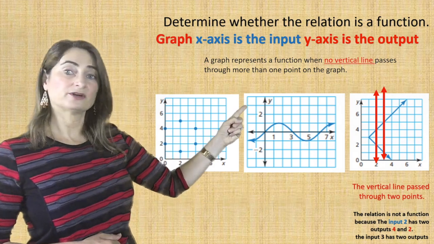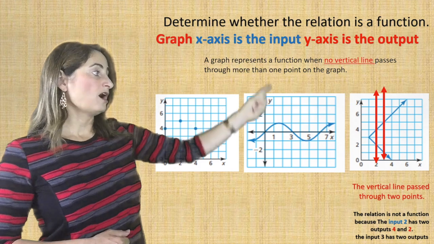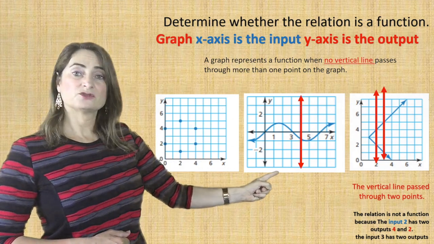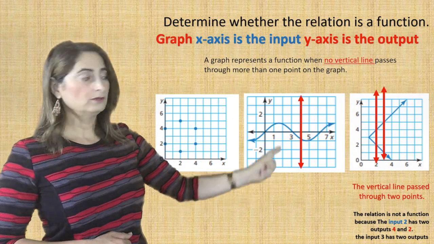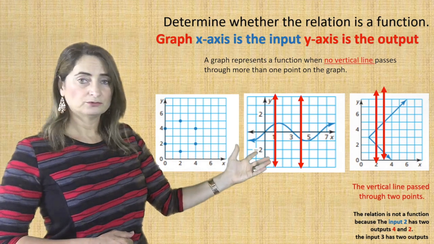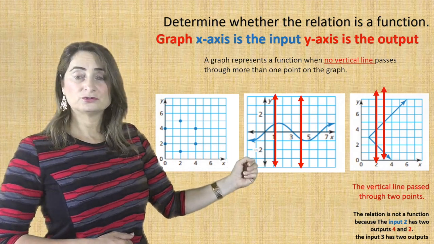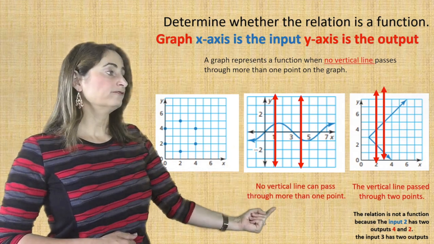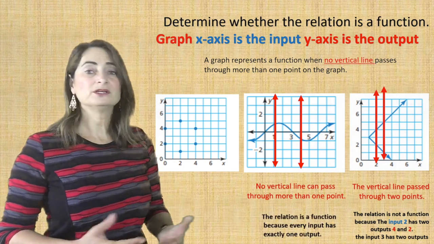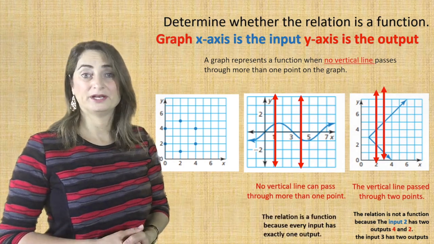Let's look at the second graph. Draw a vertical line. Did it pass through more than one point? No. Draw a second line any way you want to. Did it pass through 2 points? No. Therefore, the relation is a function because every input has exactly one output.